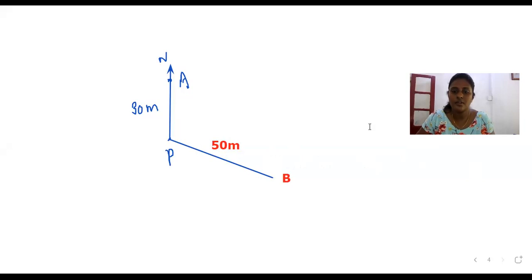Then C is located 45 meters away on a bearing of 220. So always with respect to north, 220. Now, up to here, it is 120, right? This angle is 120 degrees. Now, 220 means another 100, right?